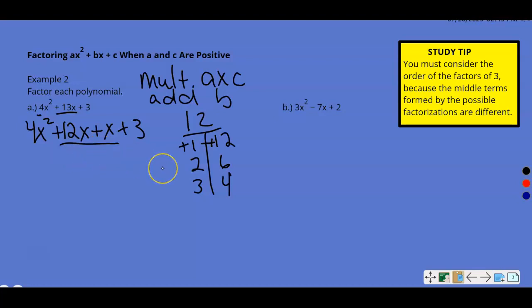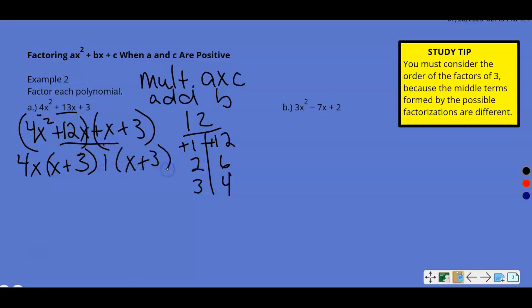Now I have 4 terms. 4 terms is good because that means I can group 2 and 2 together. If I do that, I have 4x squared plus 12x. I'm going to factor out my greatest common factor of each. So I'm going to pull 4x out of my first binomial. 4x out of the first term leaves me with just x, and 4x out of 12x is going to be plus 3. If I look at my second binomial, x plus 3, the only thing I can factor out would be a 1, and I'm still left with x plus 3.